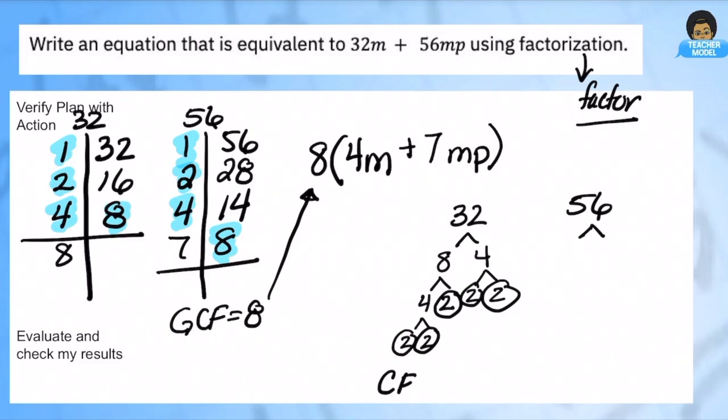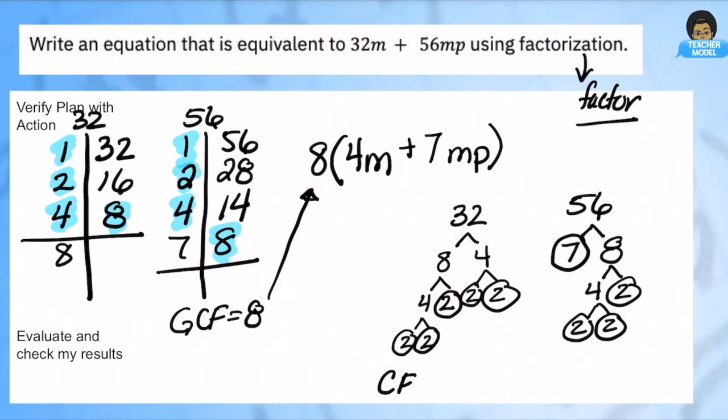I'm going to do the same thing with 56. 7 times 8. I can't break up 7 anymore. I can break up 8 into 4 times 2 and 2 times 2. So prime factors of 56 are 7 times 2 times 2 times 2.